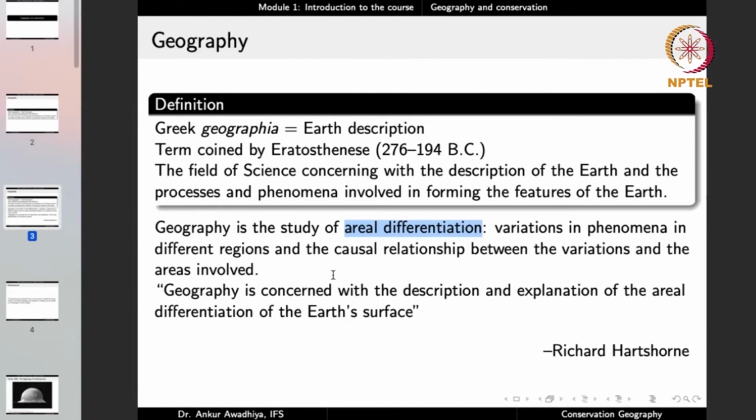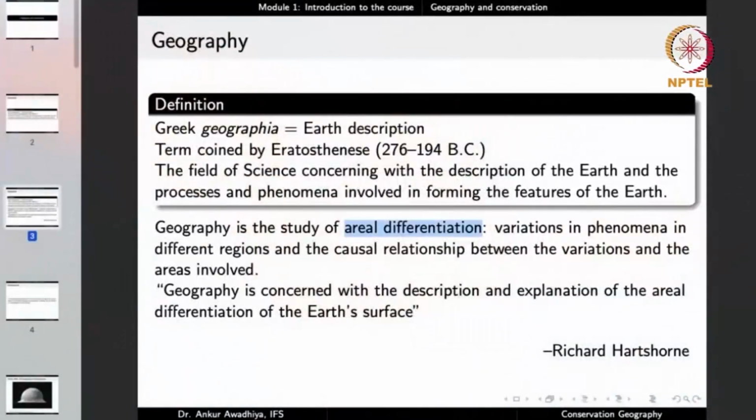So this is just another way of saying that we are describing the different places on the earth and we are describing the processes and phenomena that are involved. So this is just another way of putting the same thing, that geography is the study of areal differentiation. Richard Hartshorne also said that geography is concerned with the description and explanation of areal differentiation of the Earth's surface. So we are describing the areal differentiation and we are explaining why we have a particular set of areal differentiation.